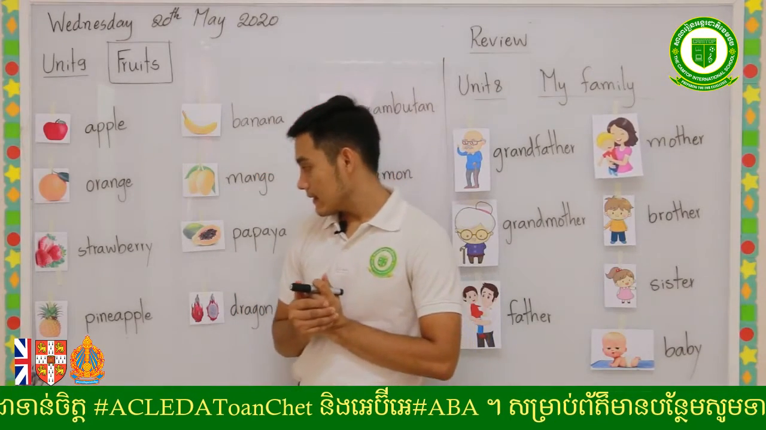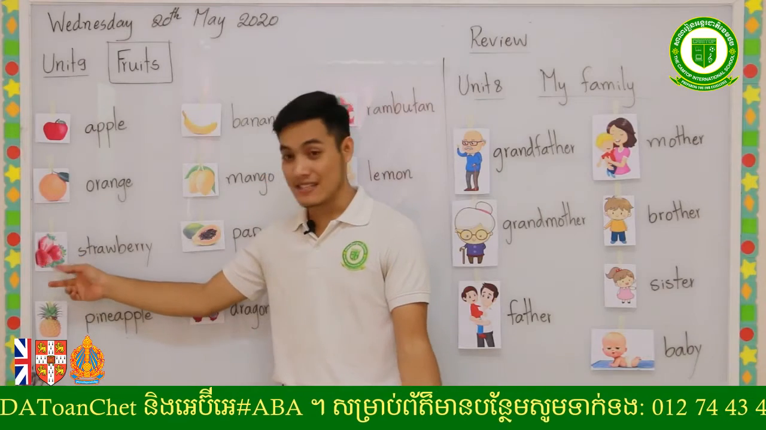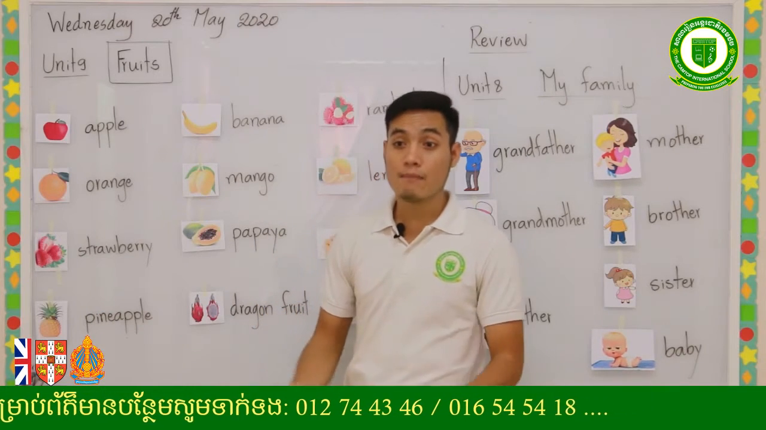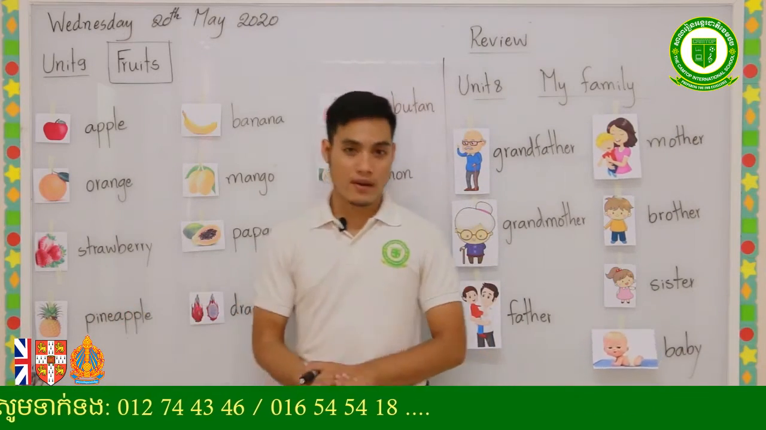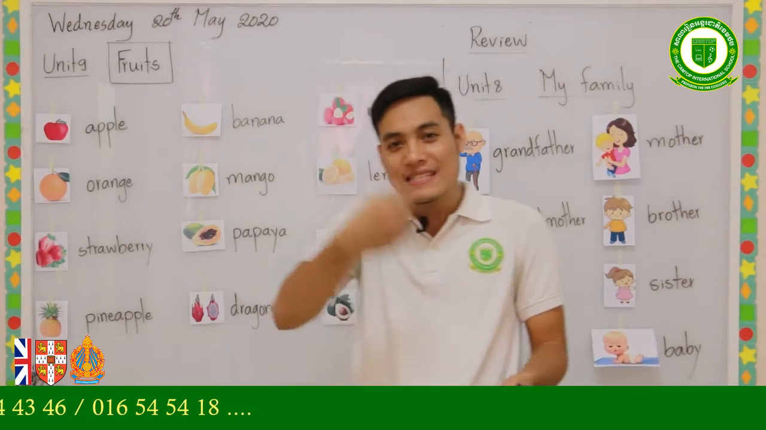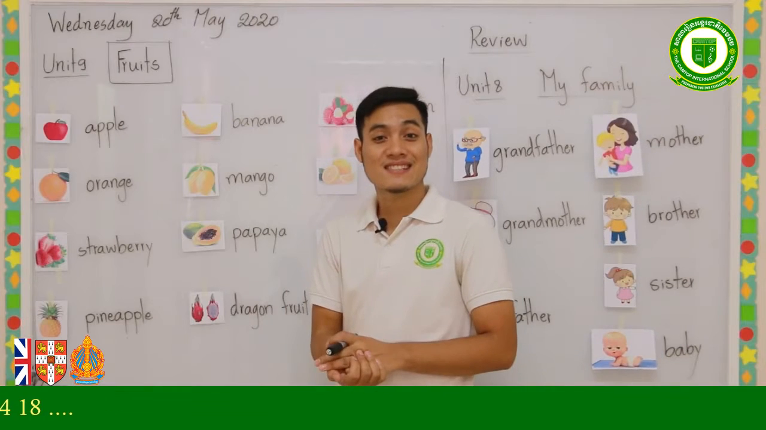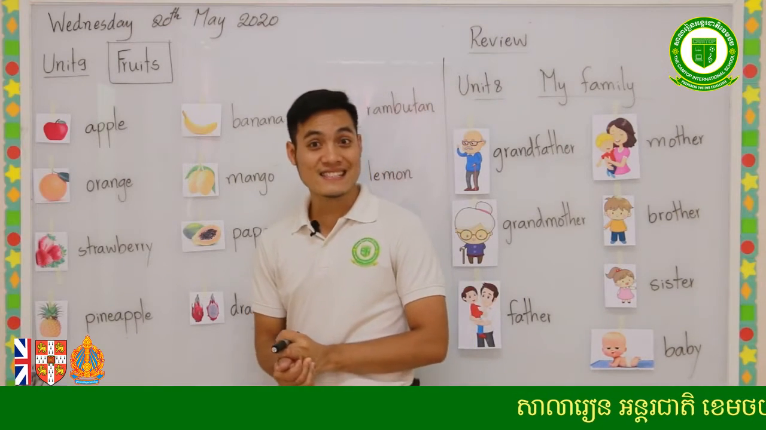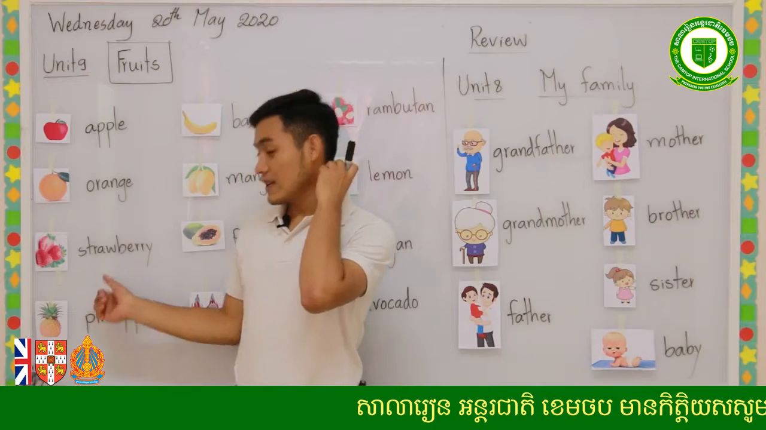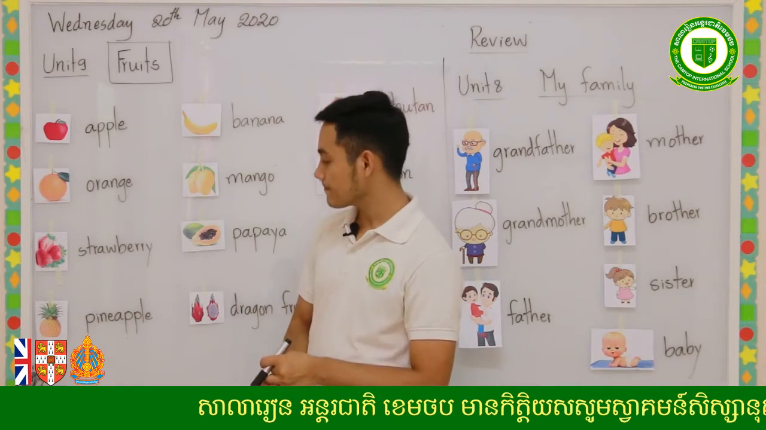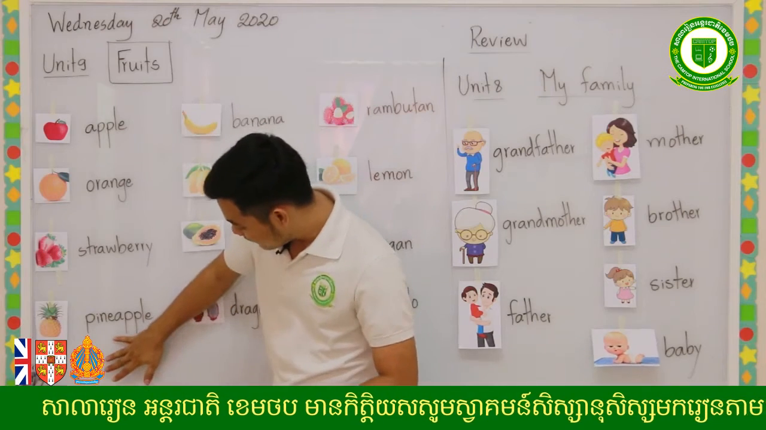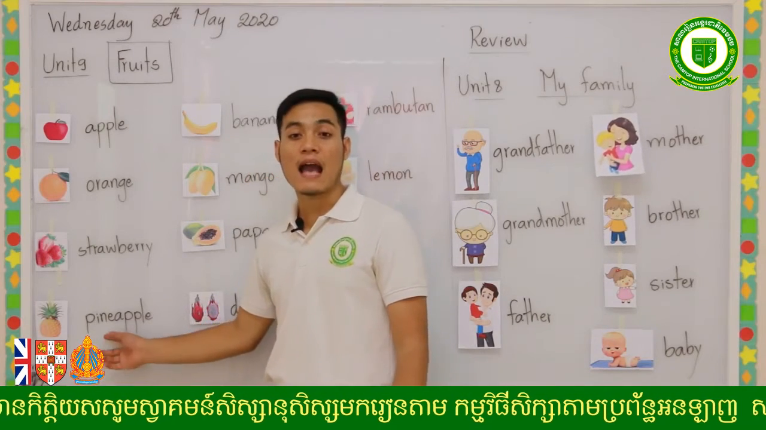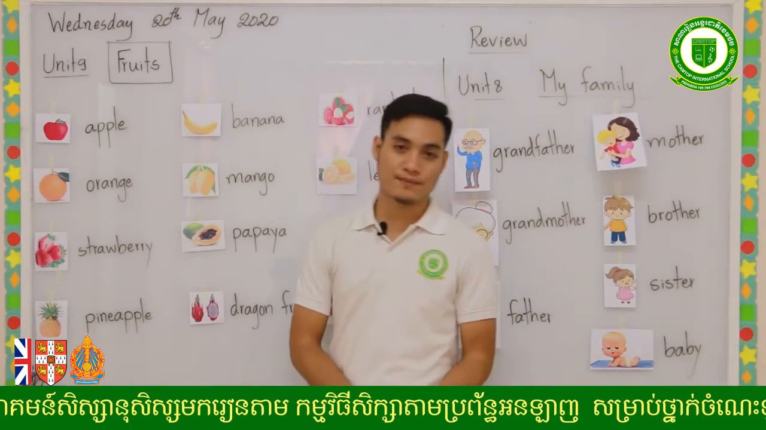And one more, what's this? Strawberry, right? Have you eaten strawberry before? Is it nice? What color is it? It's nice but expensive. And the color is red. So this one is strawberry. The next one, wow, looks yummy. What's this? It is pineapple, right? Pineapple.